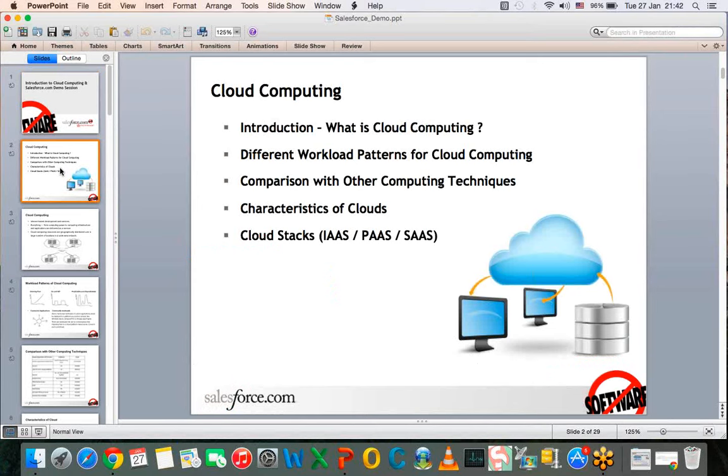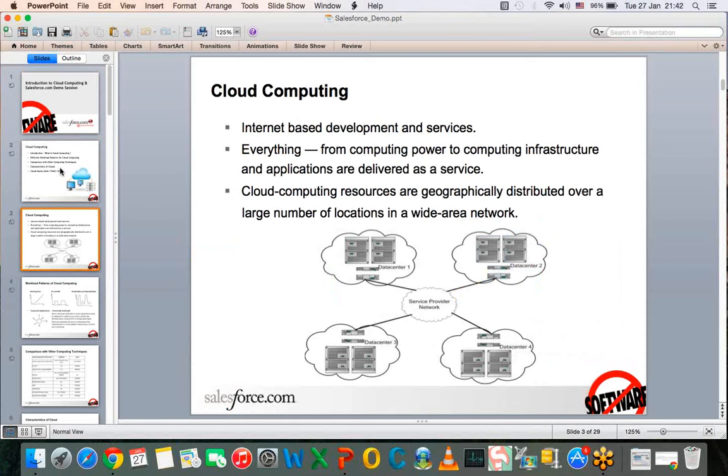Okay. So going with the basics, cloud computing. Anything we develop, I mean anything which is connected to the internet, like development and services. Just as the picture shows, you have different data centers and they're all connected to the internet.